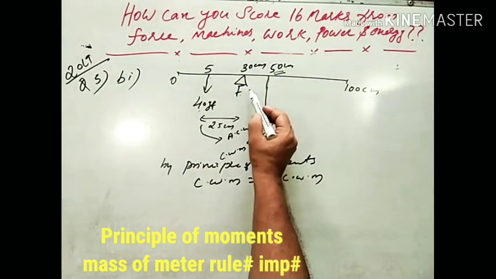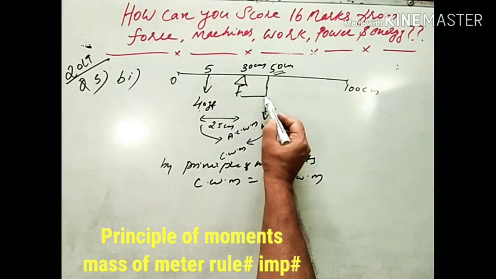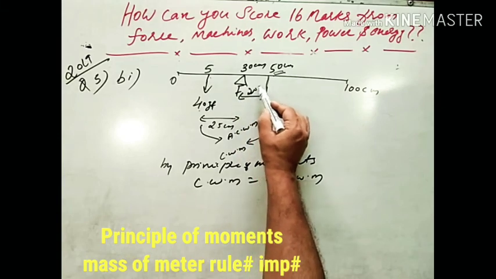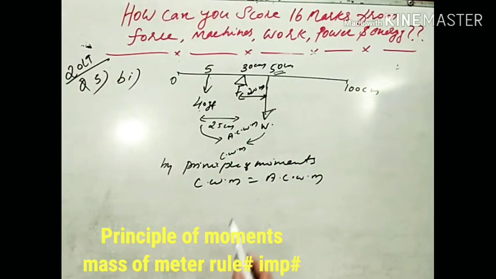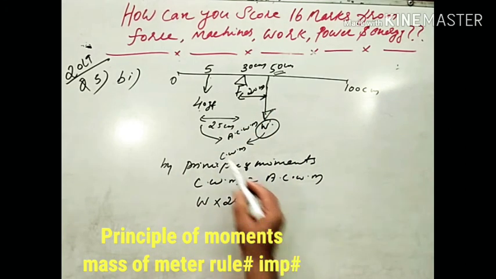So what is the distance? 50 minus 30 from the fulcrum, it is 20 centimeter. Alright? What is the clockwise moment? Force into distance. We don't know the force, so W, the unknown weight of the meter rule, into the distance from the fulcrum, 20.